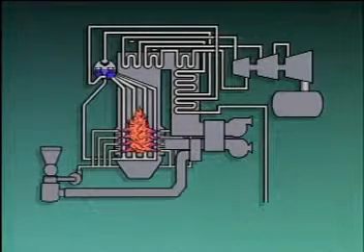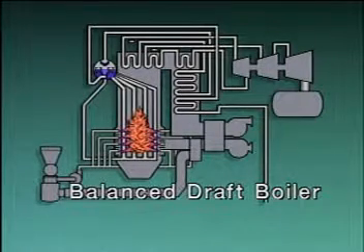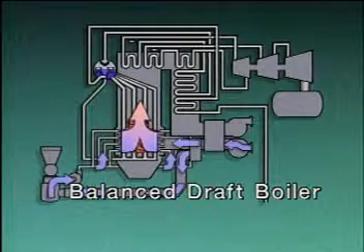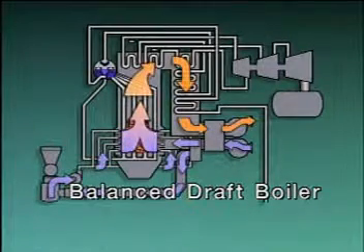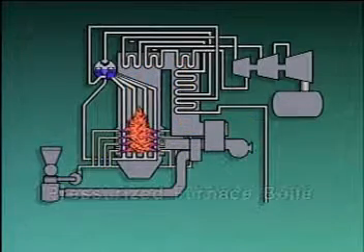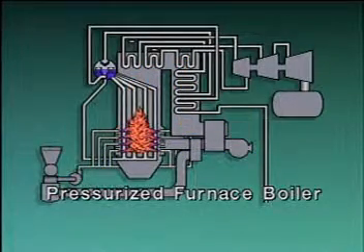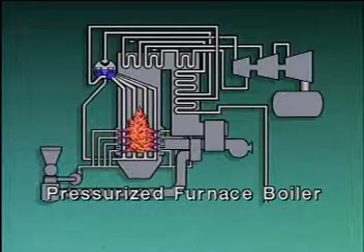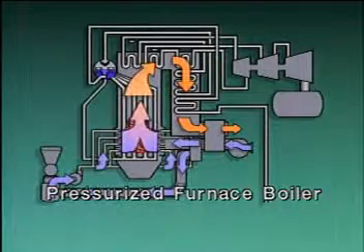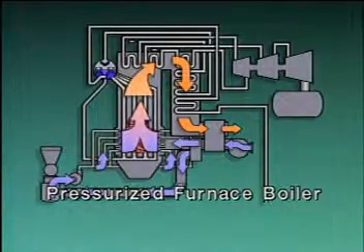The boiler in this example is a balanced draft boiler because it has both a forced draft fan, which pushes air into the boiler, and an induced draft fan, which pulls combustion gases from the boiler furnace. Other boilers, often called pressurized furnace boilers, have only a forced draft fan. The incoming air from the forced draft fan pushes combustion gases through the flow path and out of the stack.